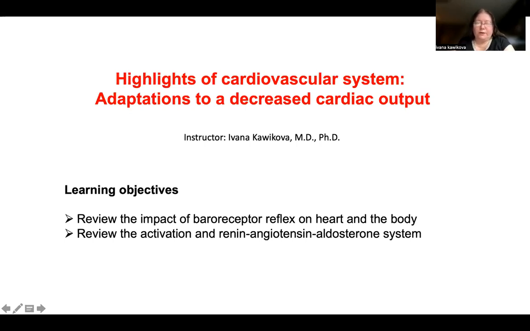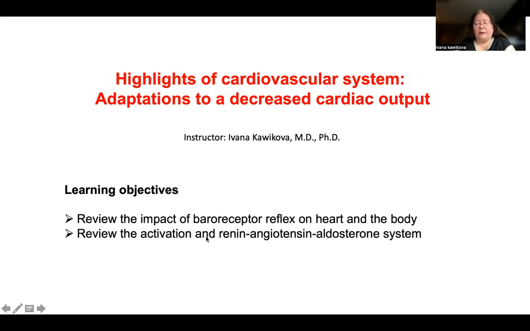So in this recording, we are going to discuss a very important topic, and that is how our body adapts to low cardiac output. Low cardiac output could very quickly end with altered mental status, so these mechanisms are critical. There are primarily two mechanisms, and one is the baroreceptor reflex that acts very fast, in minutes.